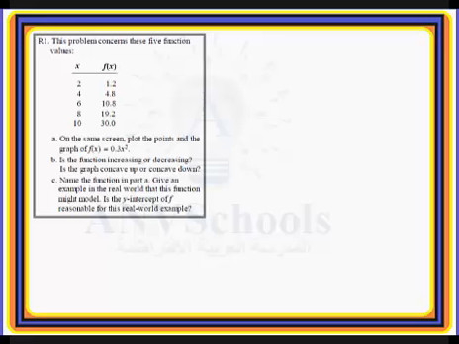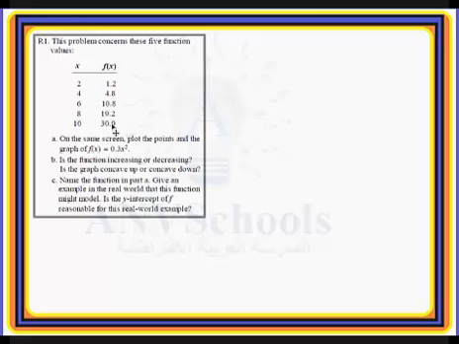So we have the x values in this column, and the y values, or the f of x values, in this column. Our x at 2 has f of x at 1.2. Our x at 4 has f of x at 4.8. Our x at 6 has f of x at 10.8. Our x at 8, f of x is 19.2. Our x at 10, our f of x is 30.0.